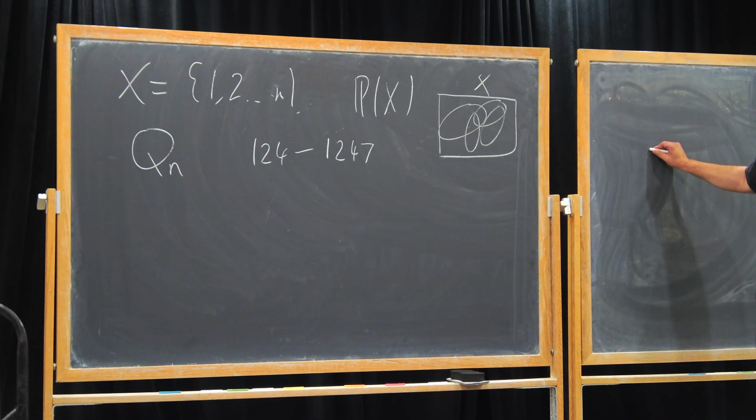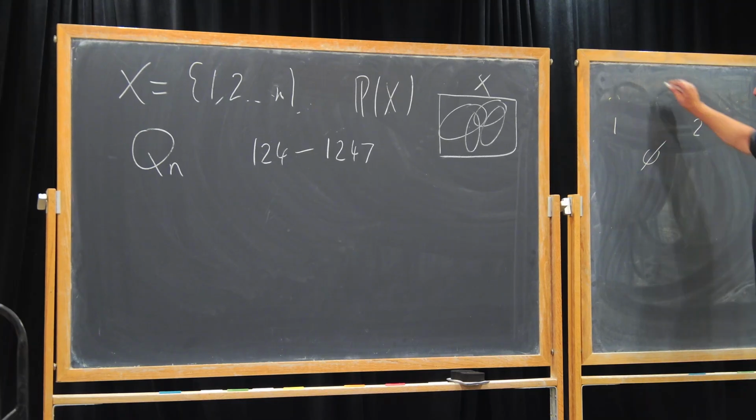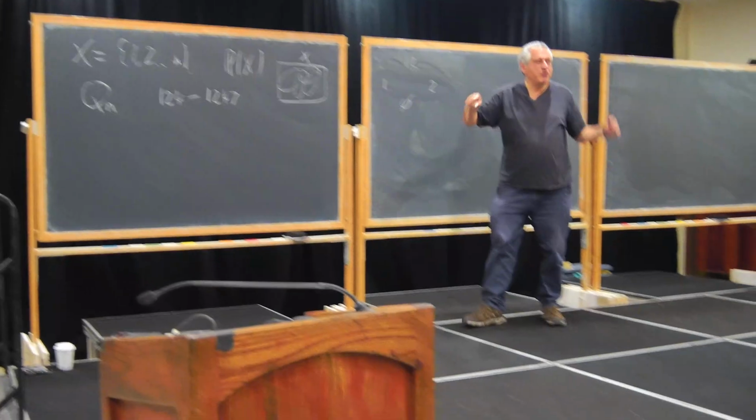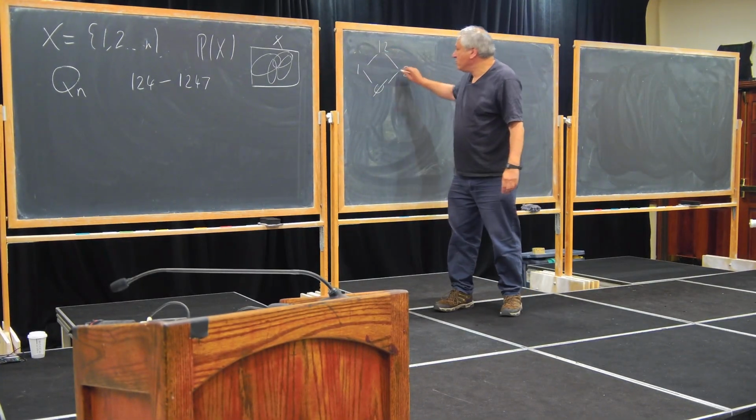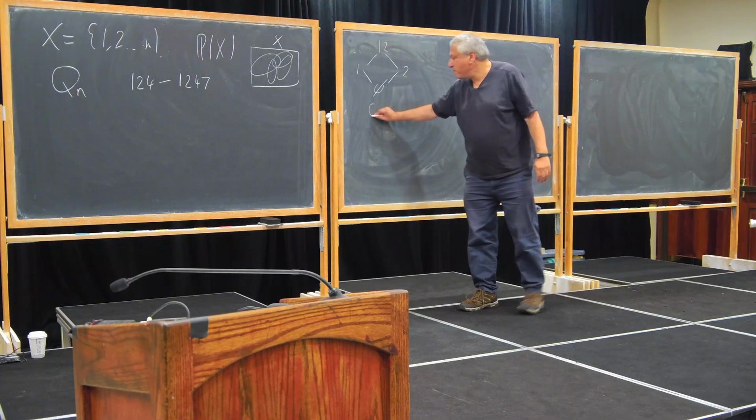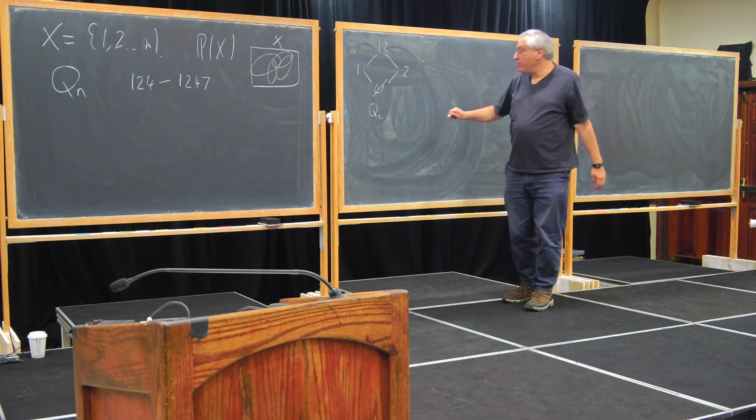I guess Q2 is quite boring. There's the empty set. There are two singletons, and there's the whole world. And remember, you joined things that differ in one place. So joined, joined, joined. So it's kind of like a square. So that's Q2. Let's try and draw Q3.